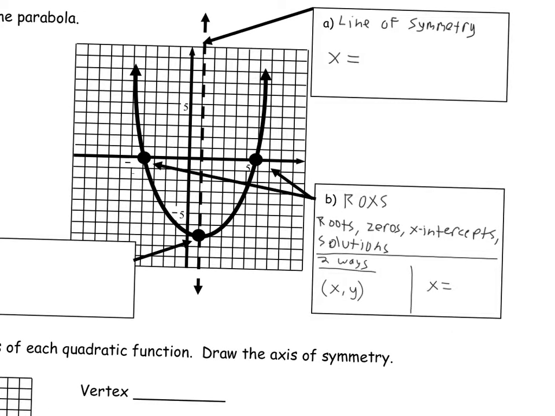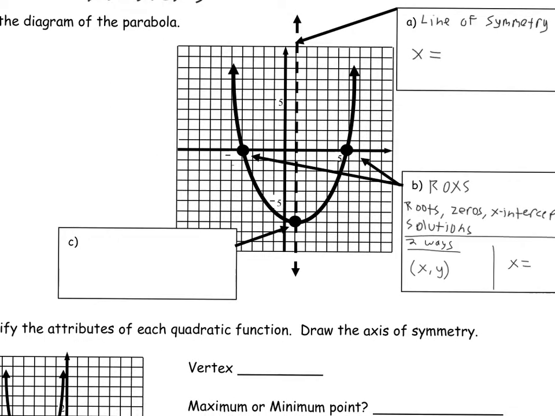Twice. So there's going to be 2 different roots or x-intercepts or zeros, okay? All right. Last one, vertex.